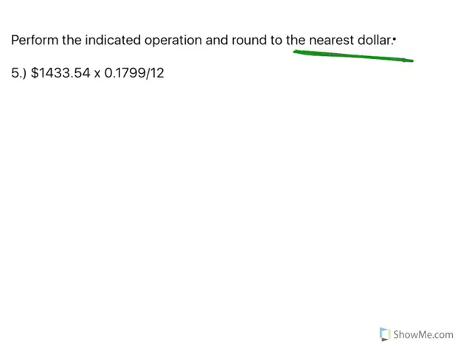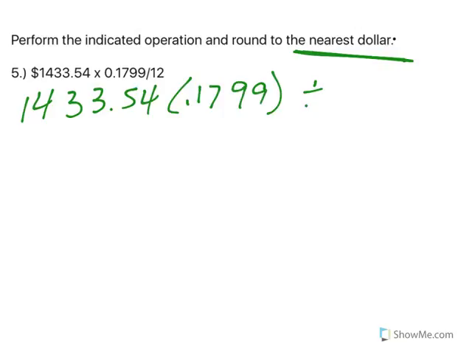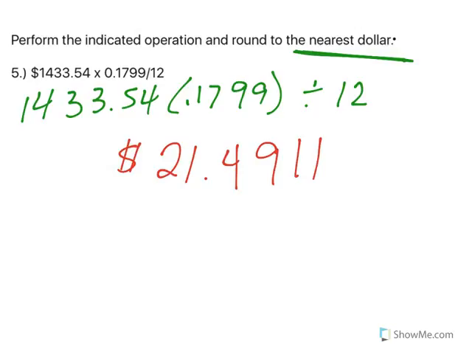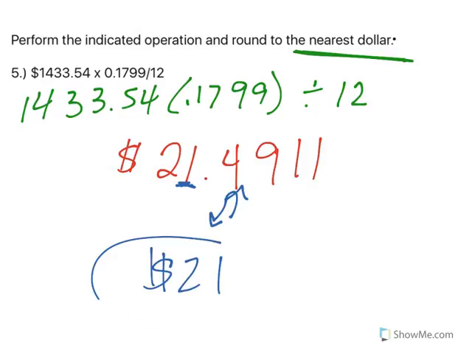Number 5. Now we're going to round to the nearest dollar. So we're not going to round to the nearest cent. We're going to change our rounding. This problem doesn't have any percents, so we can just do it exactly as we see it. $1,433.54 times 0.1799 divided by 12. Calculator spits out 21.4911, and we're rounding to the nearest dollar. So here's the nearest dollar. I look at 4. 4 tells me to round down, and I round to the nearest dollar at 21.